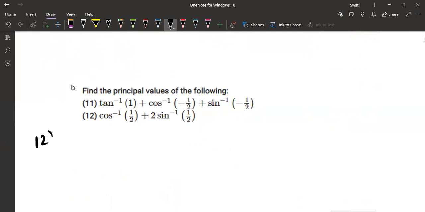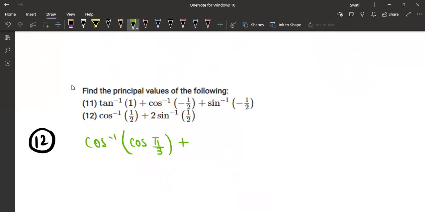So the 12th one, what do we have to do here is cos inverse. For what value of cos the value is half? Remember, it is not negative half this time. It is just half. And the value of this will be cos 60. The cos 60 value is half. So I can write down here cos, in terms of pi, the 60 will be pi by 3.